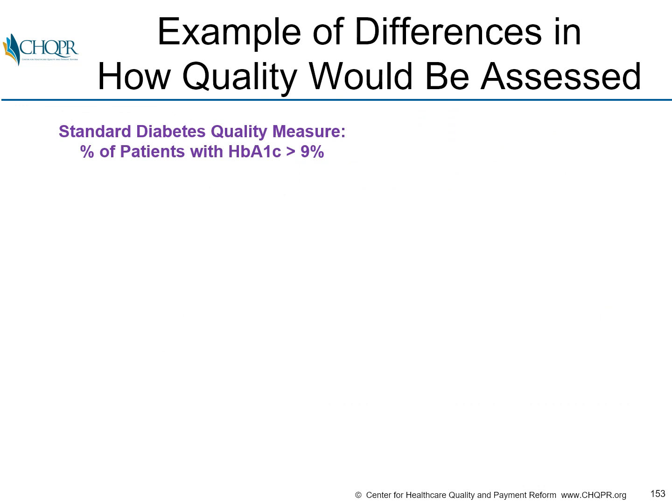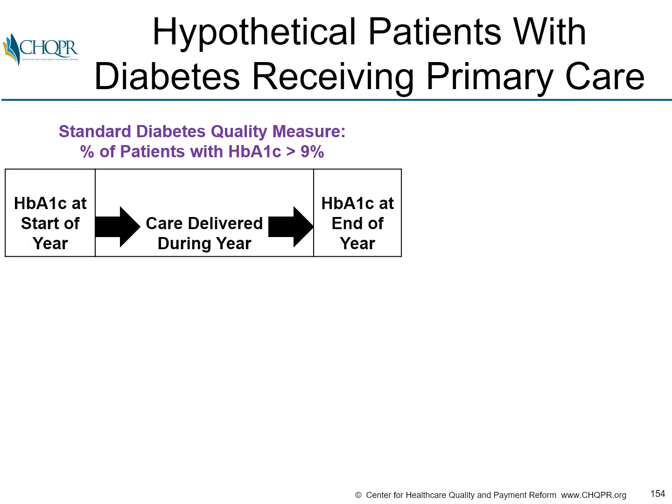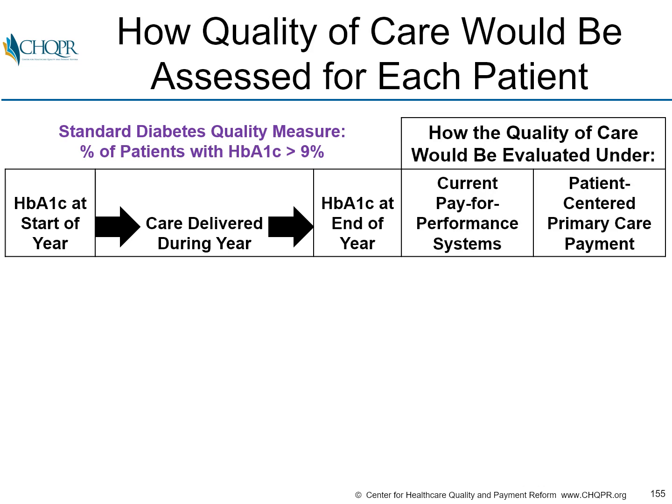As an example of how much better this approach is in assessing the quality of care, let's look at the most commonly used quality measure today, which is the percentage of patients with diabetes who have a hemoglobin A1C level over 9%. We'll examine several hypothetical patients who received different kinds of primary care during the year and how their HbA1c level changed as a result. And we'll look at how their quality of care would be evaluated under current pay-for-performance and value-based payment systems, and how quality would be evaluated under patient-centered primary care payment.